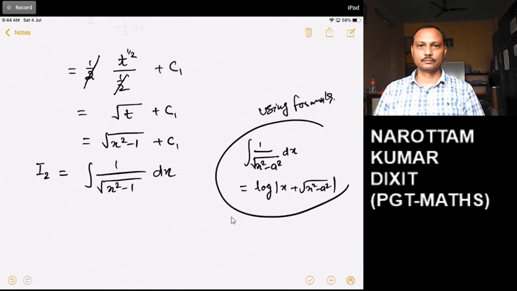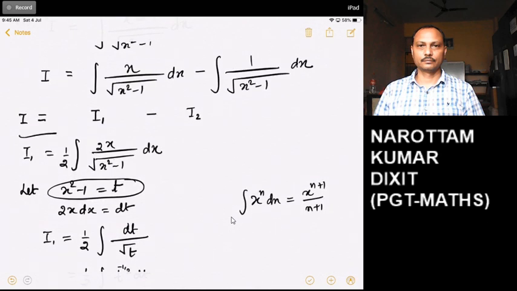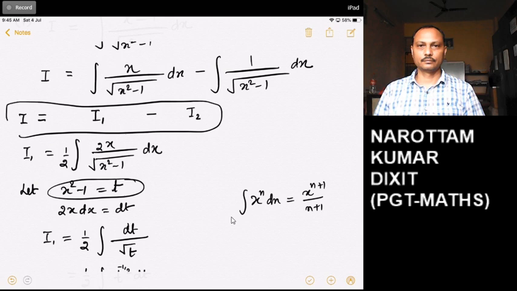Using this formula we get integration, so it is equals to log of x plus under root x square minus 1 plus constant of integration, that is c. Now we have solved I1 and I2 both integration, then place the value of I1 and I2 here to find the value of I, that was the integration.